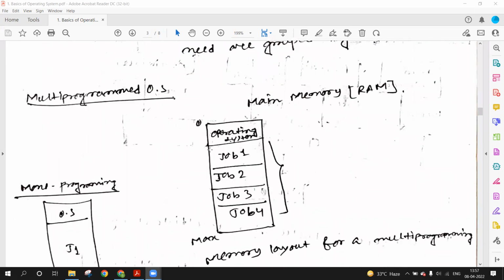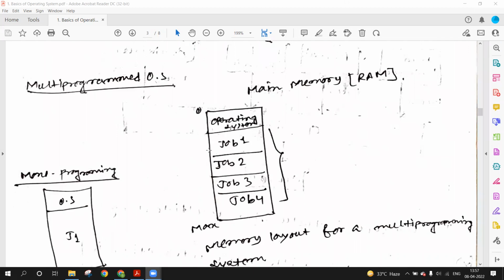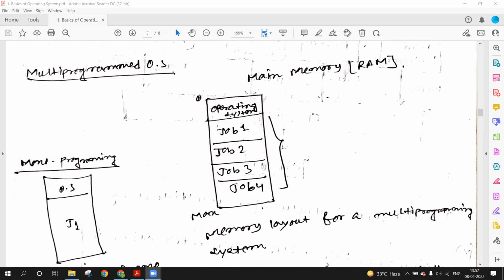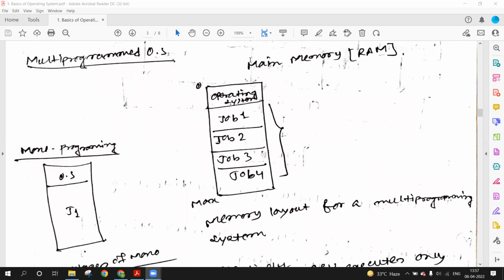Next one is multi-programmed operating system. So here one main memory is there, and several jobs or several programs will run in this operating system. In the case of monoprogramming, there is one main memory, one operating system, and one job. But here is the memory layout for a multi-programming system.